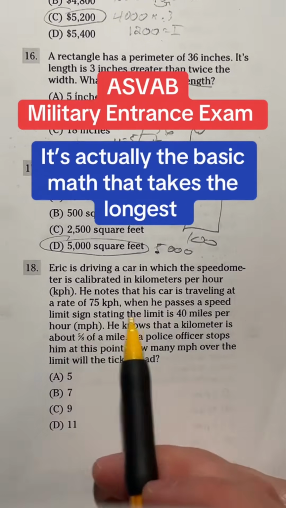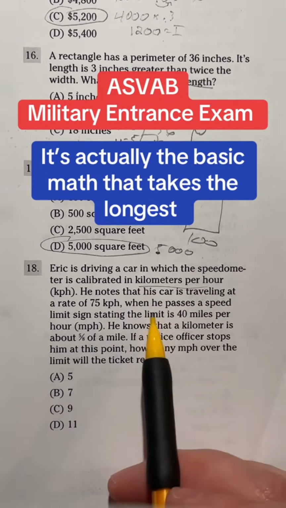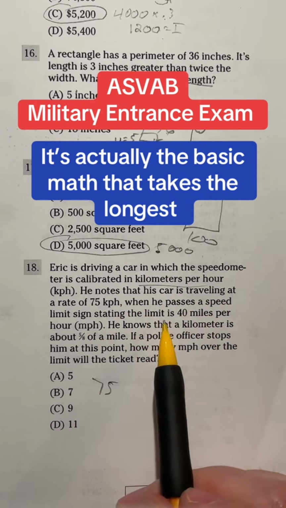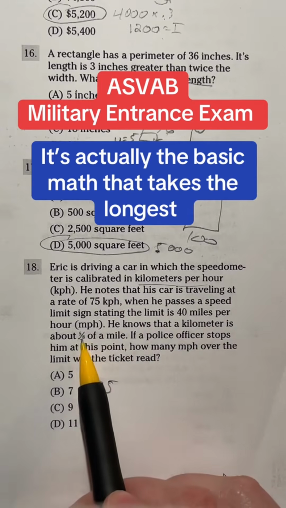Buckle up, because here we go from number 18. It says Eric is driving a car in which the speedometer is calibrated in kilometers per hour. So he knows that his car is traveling at a rate of 75 kilometers per hour. When he passes the speed limit sign, it states that the speed limit is 40 miles per hour. He knows that the kilometer is 5/8 of a mile.